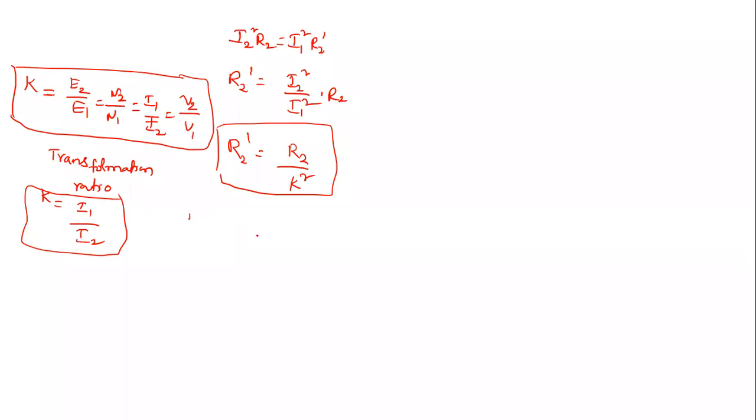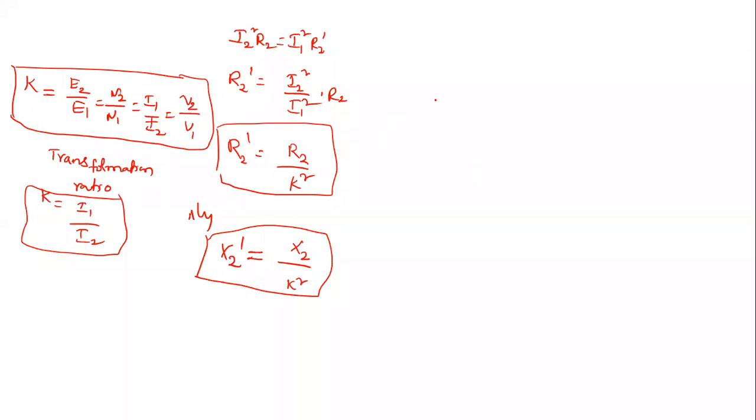Similarly, for reactance, if you want to write X2 dash, referring from secondary to the primary, it is X2 by K square. Similarly for resistance or impedance, when referred from secondary to the primary, we get the same.